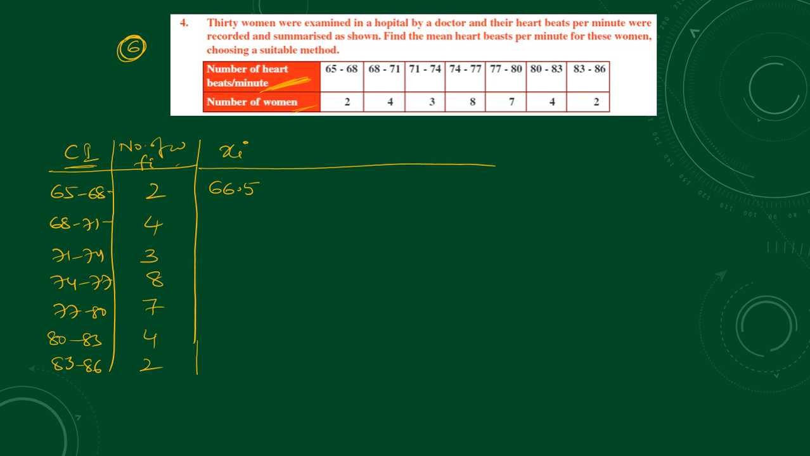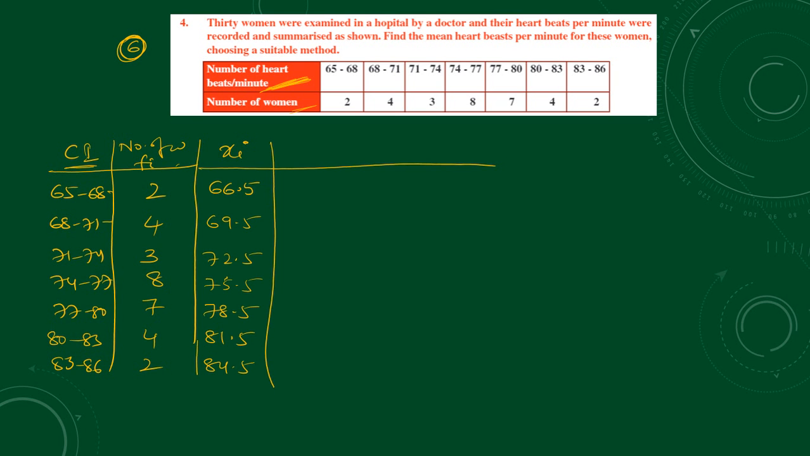Now what is the difference? So difference is 3, so directly add 3, 69.5, 72.5, 75.5, next 78.5, 81.5, 84.5. So these are nothing but the Xi values that I am going to obtain.